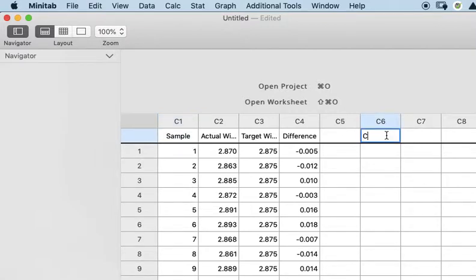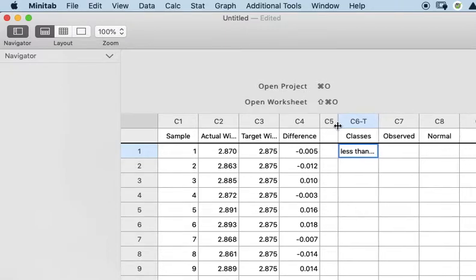I'm going to use the headings of classes, observed values, and normal distribution values. My classes are going to be based on the mean and standard deviation of the data set. I'm going to make ranges that I expect the data values to fall into. The way that I'm making these classes is by taking the mean and subtracting the standard deviation, and then subtracting the standard deviation again, taking the mean and adding the standard deviation, and then adding the standard deviation again.